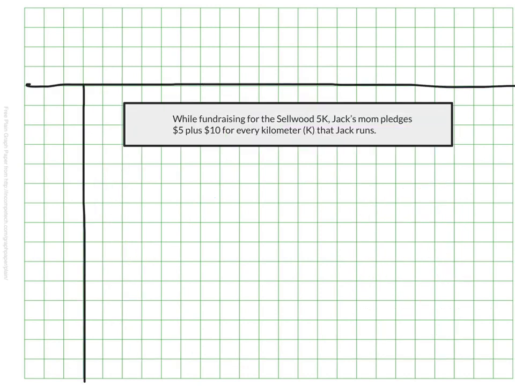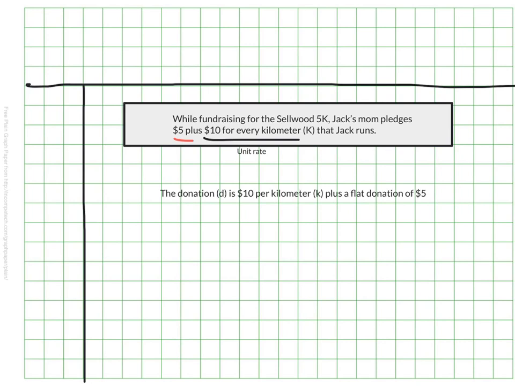So here's another example. While fundraising for the Sellwood 5K, Jack's mom is going to pledge $5 no matter what, but then she'll also pay an extra $10 for every kilometer that Jack completes. So we know that she's doing $10 for every kilometer, and that's the unit rate that she will pay, but she will also be paying just that $5 extra just for him participating.